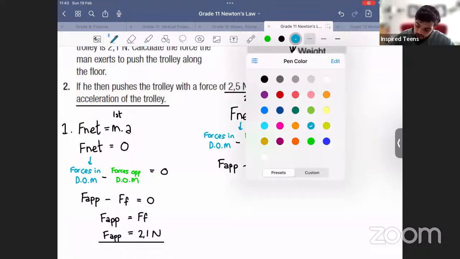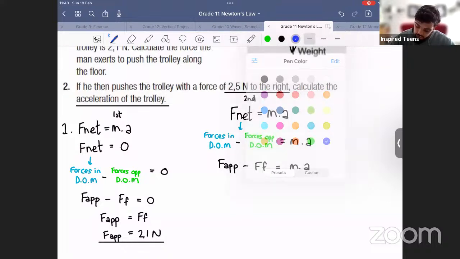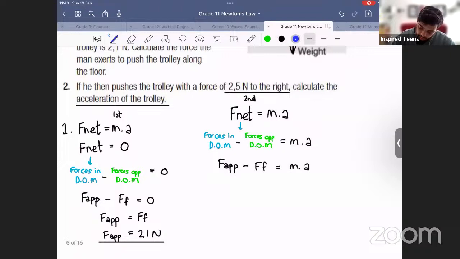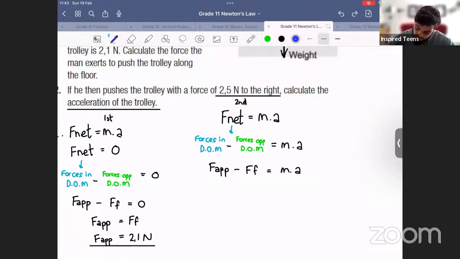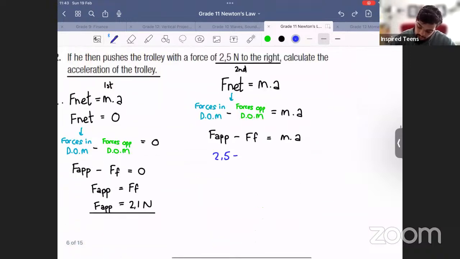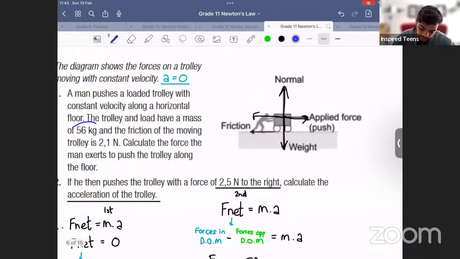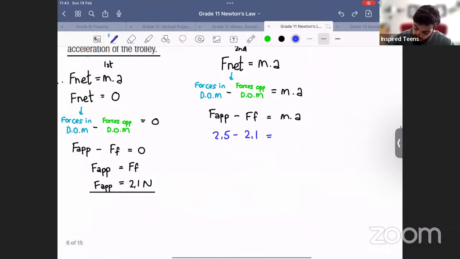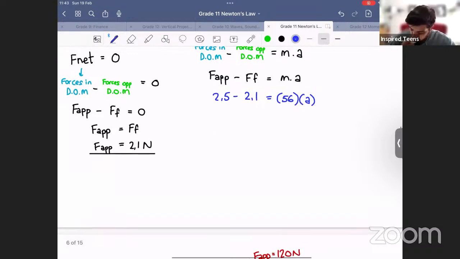Now, okay, F applied, we said he pulls with a force of now 2.5 newtons. So 2.5 minus friction stays as 2.1. Okay, mass, we said the combined mass of the trolley and the load is 56 kgs, which we will leave in kgs. 56. Acceleration is what they want us to calculate. So this is 0.4 is equal to 56a. Take 56 over, we divide both sides by 56.